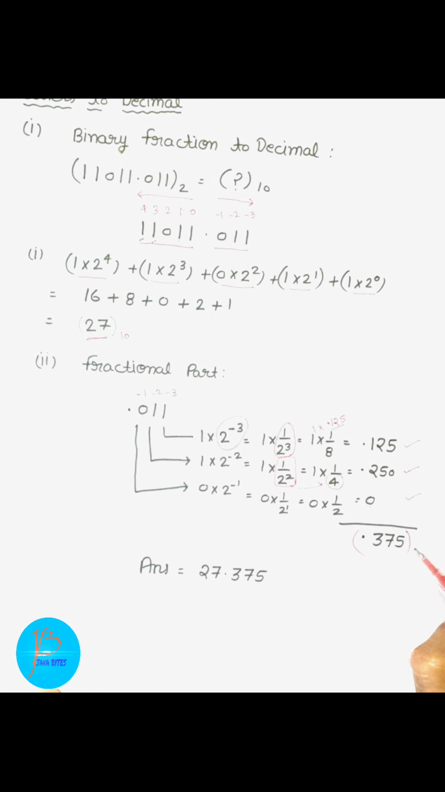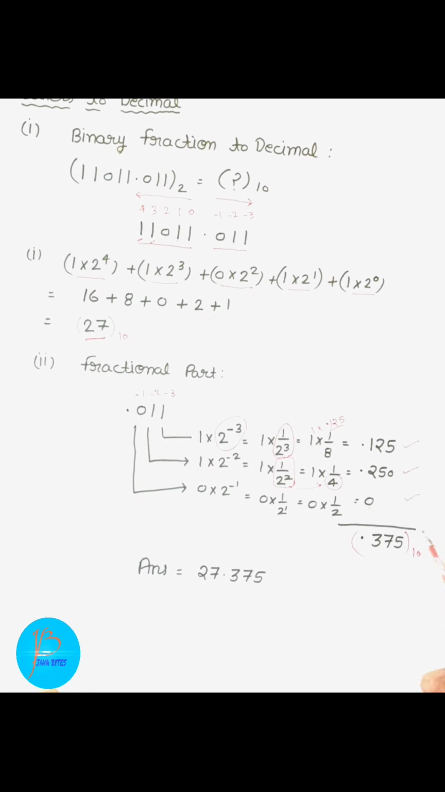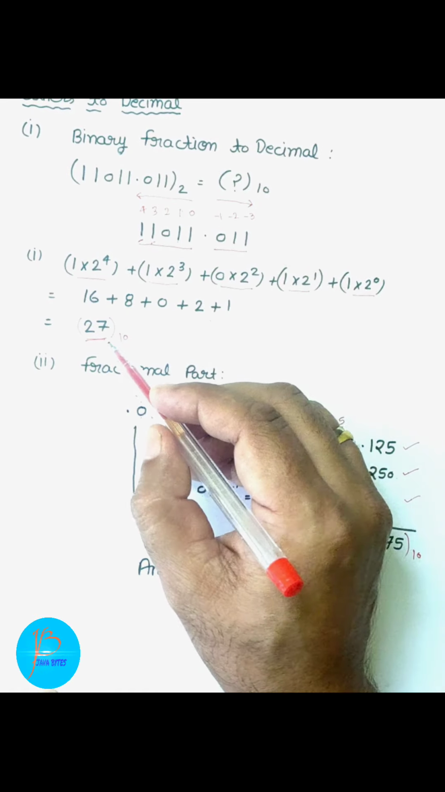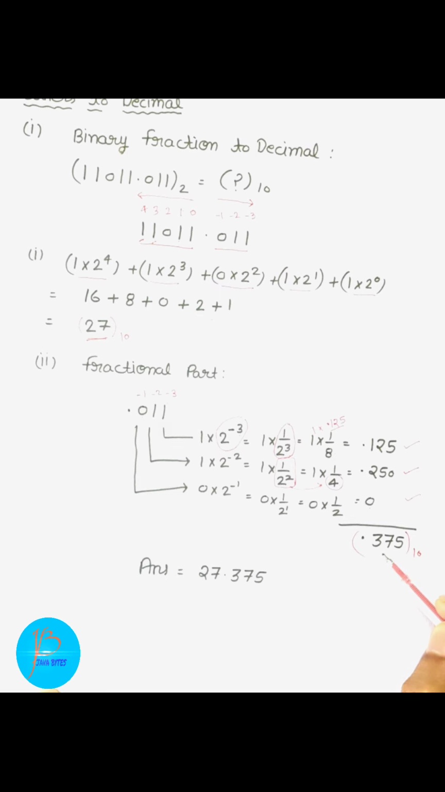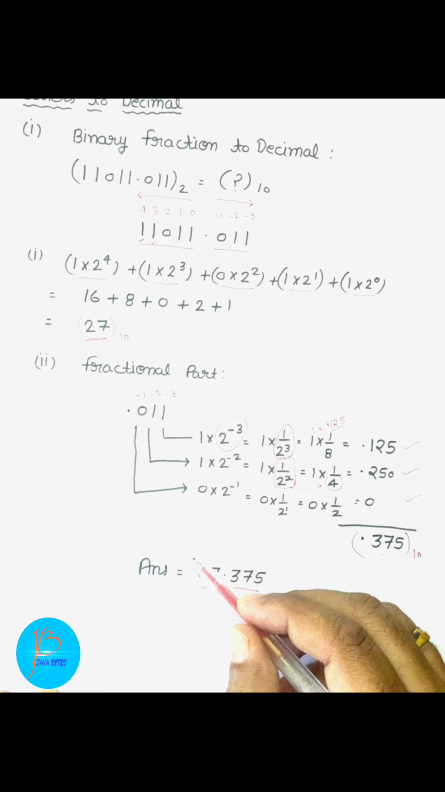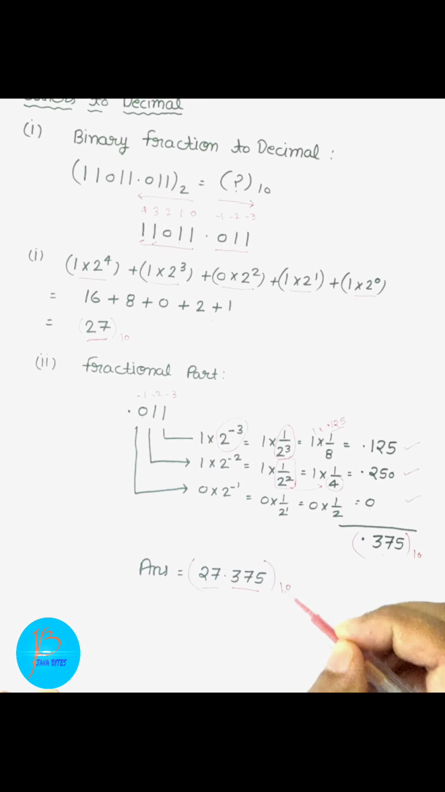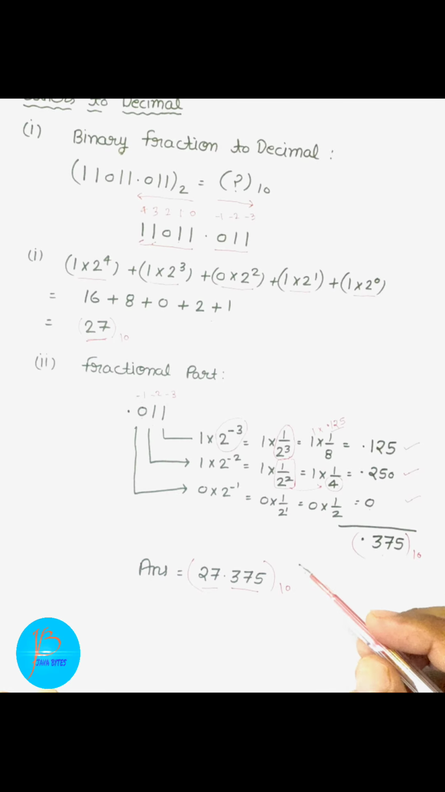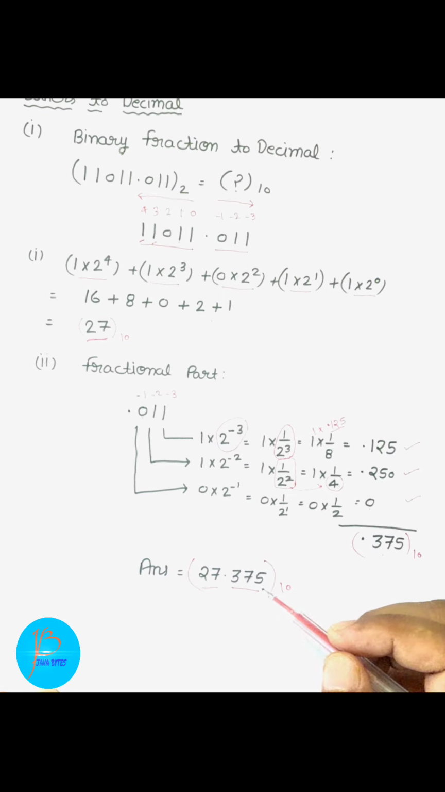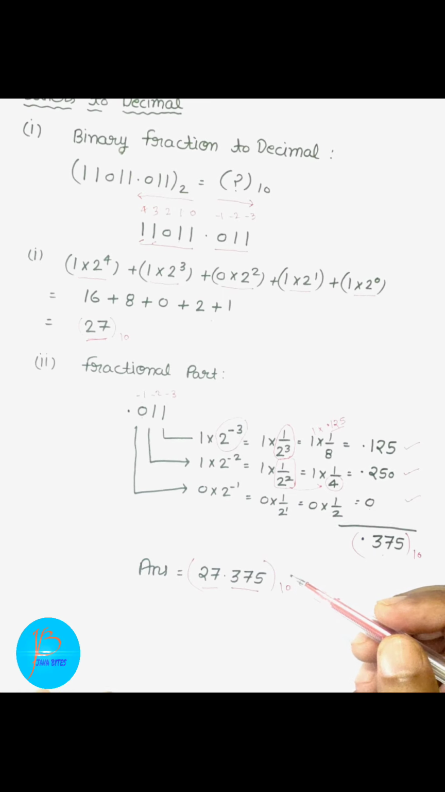Okay children, it is on the base of 10. So children, now we have got two results. For the integer part we got 27, and for the fractional part we got 0.375. Now finally you just add both the parts to write down the final answer. So your final answer will appear as 27.375. Okay children, so I hope that you got the process of how to convert a binary number to its decimal equivalent.